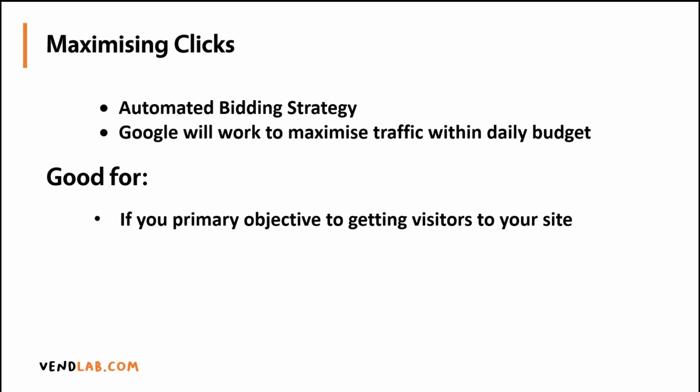Maximizing clicks is where your primary objective is to get as many visitors to your site as possible. This is an automated bid strategy, and Google will work to maximize the traffic to your site within your daily budget. So it could, for example, look for traffic which is less relevant but has a lower cost per click.